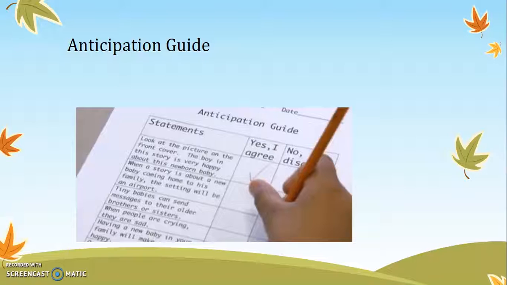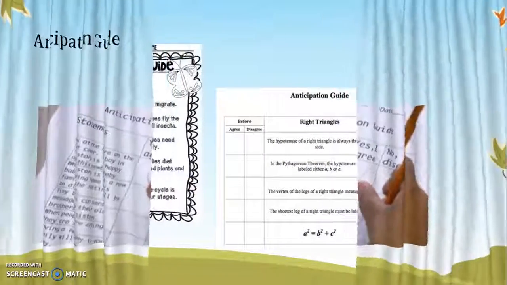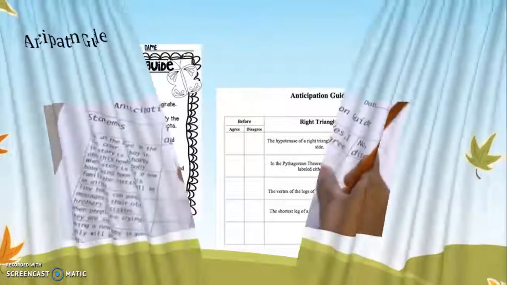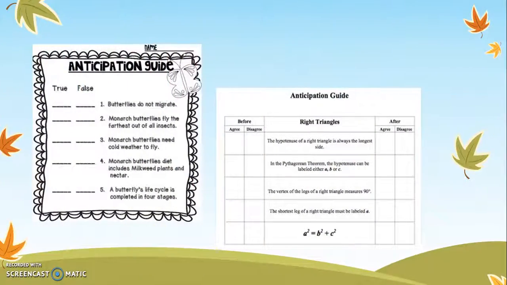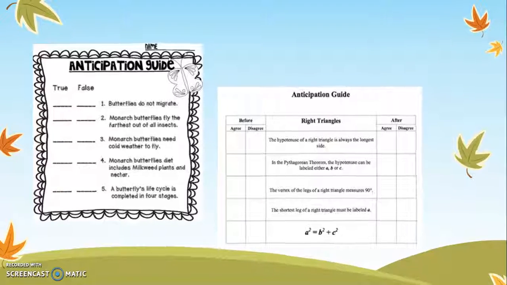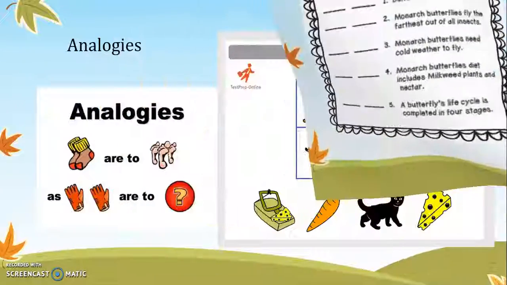Then we have the anticipation guide, where you give them the topic and a list of statements, and you ask if they agree or don't agree, or if they feel that it's true or false. This is just getting them thinking on how they feel about different things, and at the end of the lesson, usually they'll go back and see if they were right or wrong. These are other examples of anticipation guides as well.